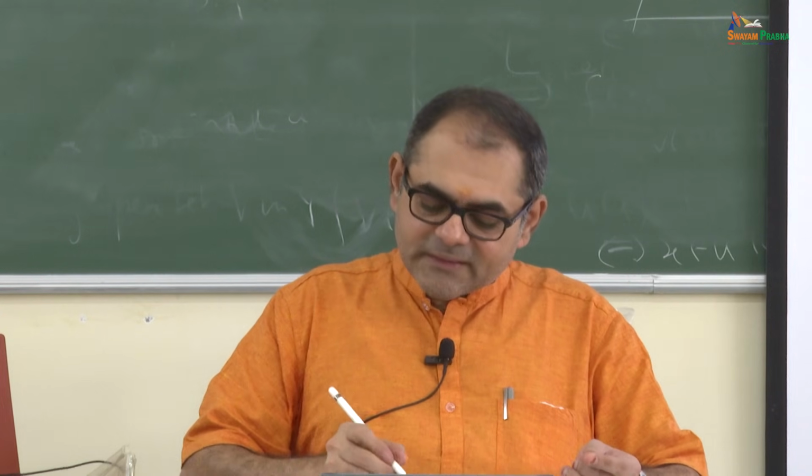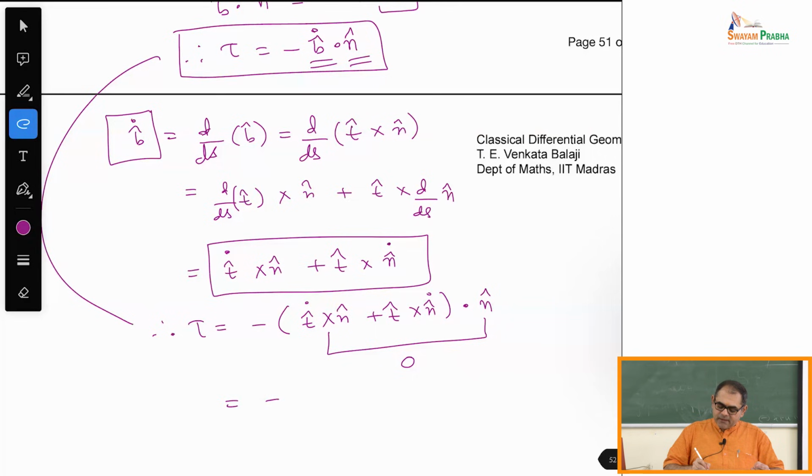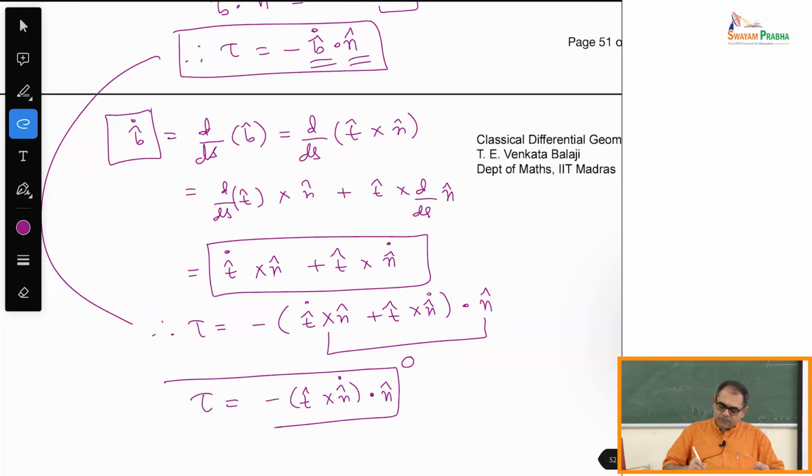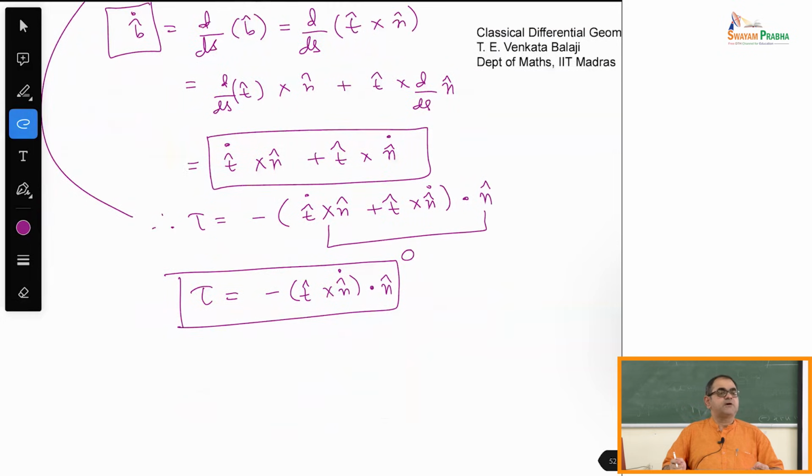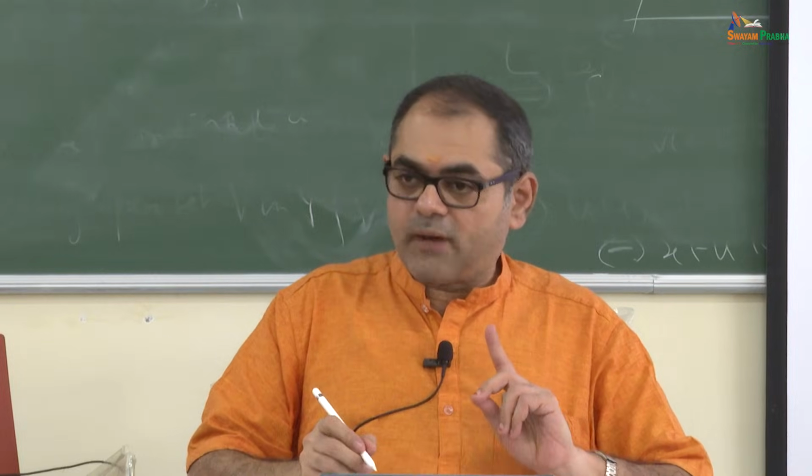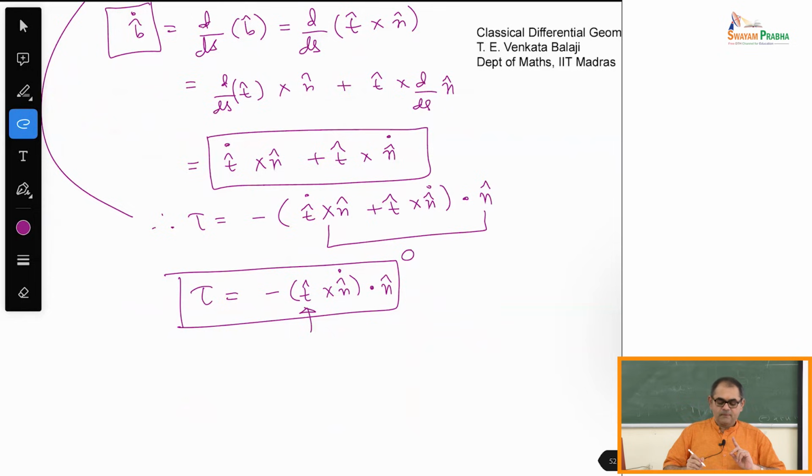Okay, so essentially this is going to be minus, let me write it in that order, it doesn't matter, minus t cap cross n cap dot n cap. Okay, this is my tau. So this is the working formula I have to compute. So what do I have to do? I have to compute this t cap. Then I have to compute this n cap dot. Then I have to compute this n cap also. I have to compute all of these fellows.